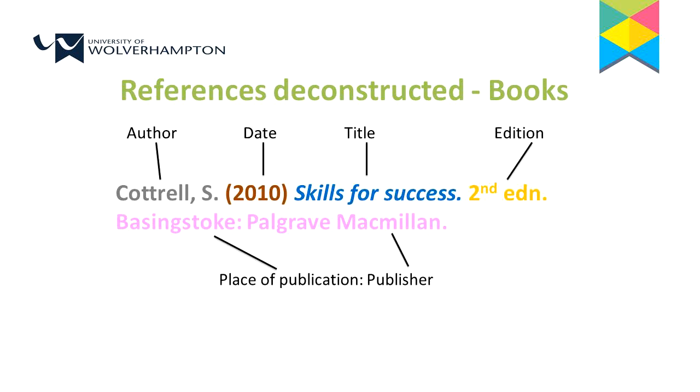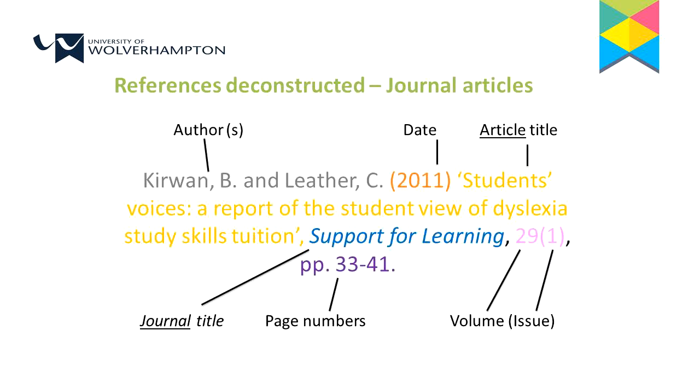Then we have the book title in italics. Edition information is included for anything other than the first edition. If it's the first edition, you simply miss this out. If it's the second, third, fourth, then you add that here. Then we have the place of publication, which is always the name of a city, so Wolverhampton rather than West Midlands, and the name of the publisher. This information is found on the first few pages of the book.